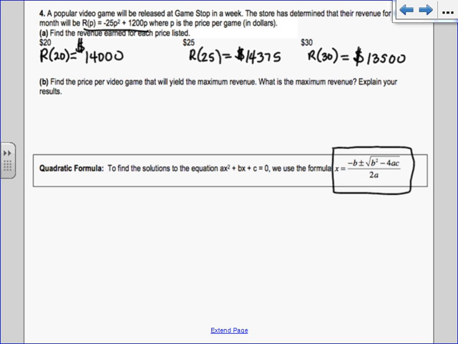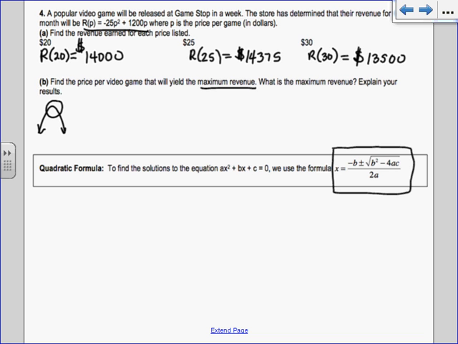They want to find the maximum profit. They want to find minimum cost. They want to find the best thing for their business. So this says find the price per video game that will yield the maximum revenue. We're seeing the word maximum, so that means that we have a downwards parabola with the maximum, the vertex at the top.